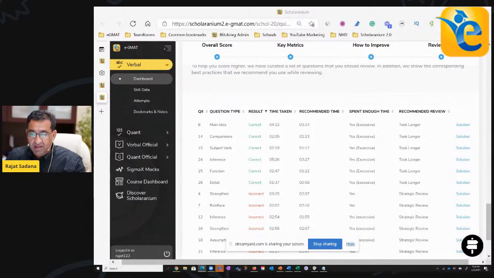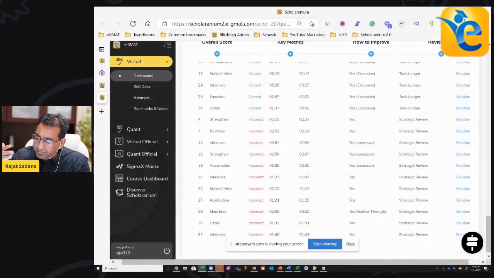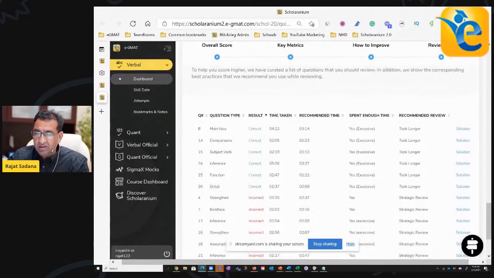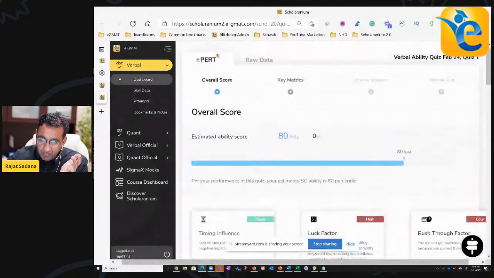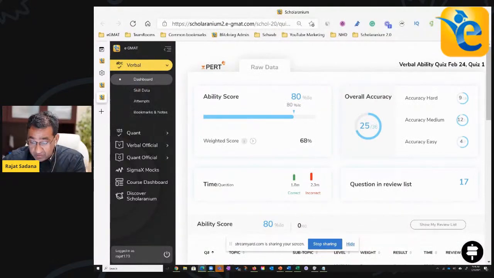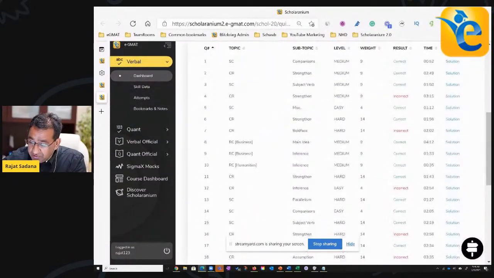Okay, and this is something that's really important. I want to talk about the precision of this. Why? Because when you think about it, a lot of people really say, hey, I have a timing problem. And what happens is they take a quiz, they feel rushed towards the end. And let me show you raw data over here, which is what the student did. He or she rushed towards the end.